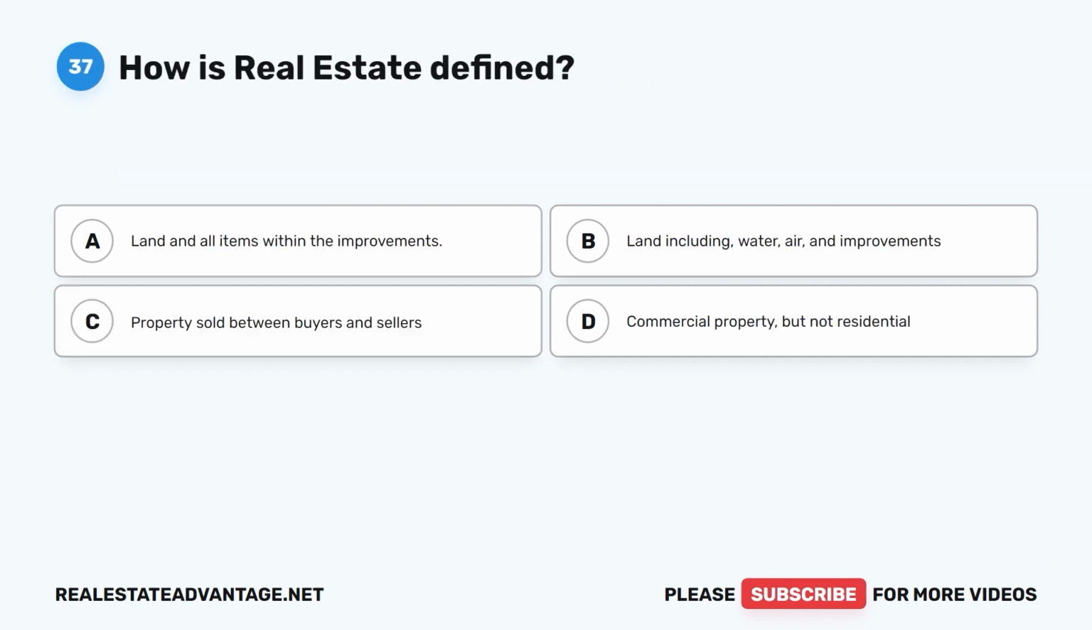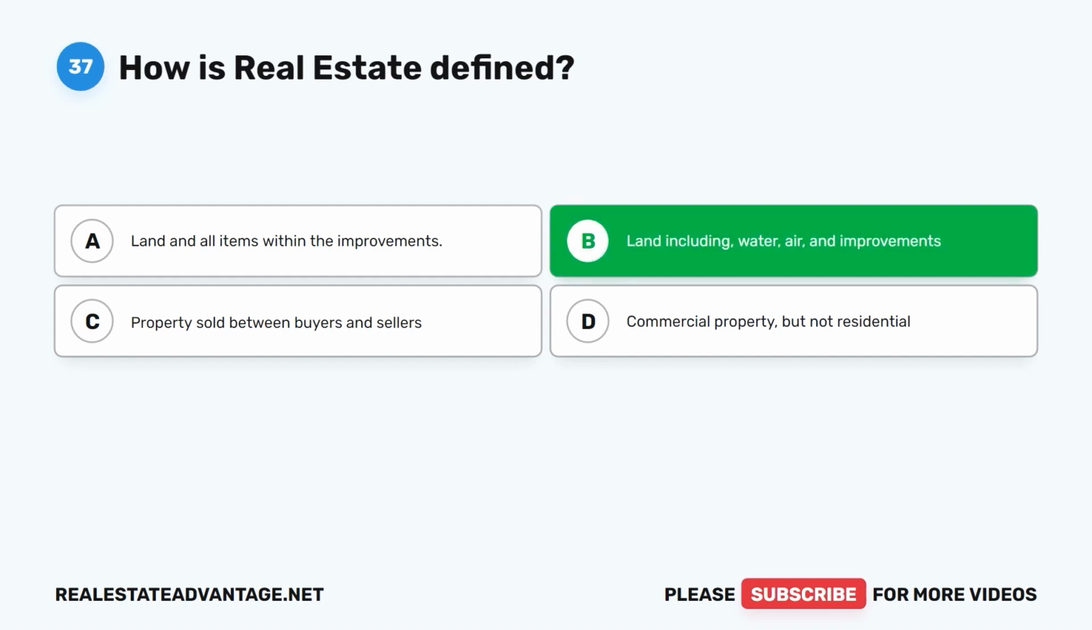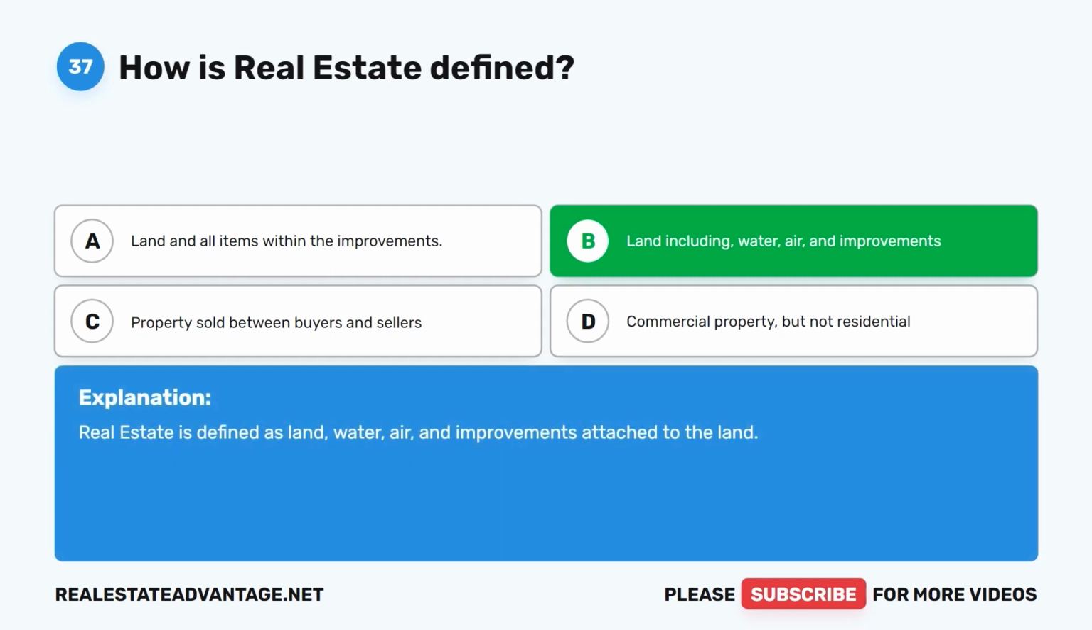Question 37. How is real estate defined? A. Land and all items within the improvements. B. Land including water, air, and improvements. C. Property sold between buyers and sellers. D. Commercial property, but not residential. The correct answer is B. Land including water, air, and improvements. Real estate is defined as land, water, air, and improvements attached to the land.